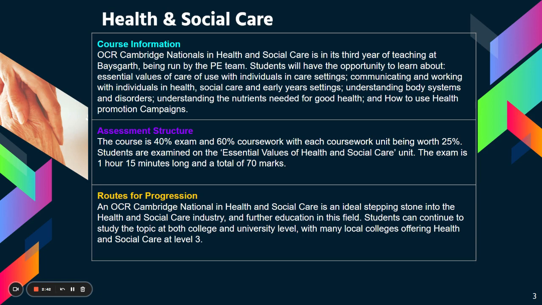The course itself is broken up into two parts. We do coursework and we do an exam. The coursework is done in years 9, 10 and the start of year 11, and then we move on to the exam. The exam's 70 marks. It's an hour and 15 minutes long and can only be taken at the end of year 11. It's a really good structure to the course because the students get to learn a lot about health and social care before we move on to the exam topics.